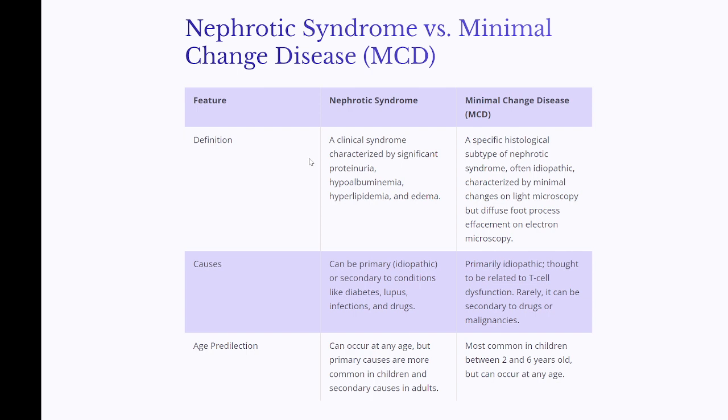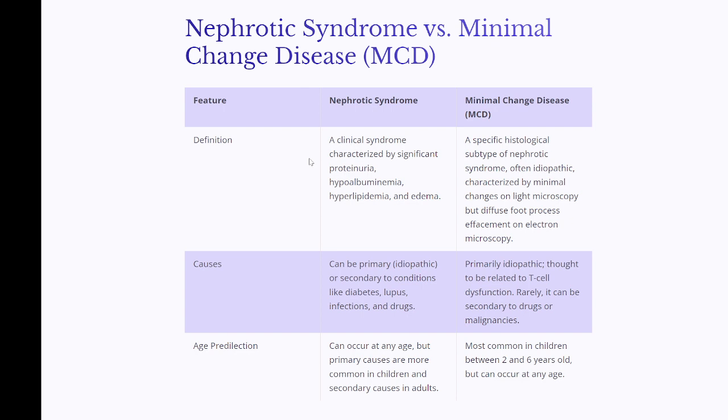Definition. Nephrotic syndrome is a clinical syndrome characterized by significant proteinuria, hypoalbuminemia, hyperlipidemia, and edema. MCD is a specific histological subtype of nephrotic syndrome, often idiopathic, characterized by minimal changes on light microscopy, but diffuse foot process effacement on electron microscopy. Causes of nephrotic syndrome can be primary, idiopathic, or secondary to conditions like diabetes, lupus, infections, and drugs. MCD is primarily idiopathic, thought to be related to T-cell dysfunction. Rarely, it can be secondary to drugs or malignancies.